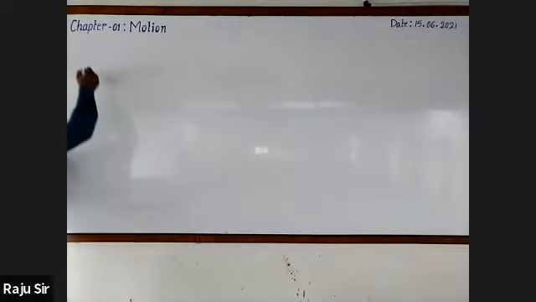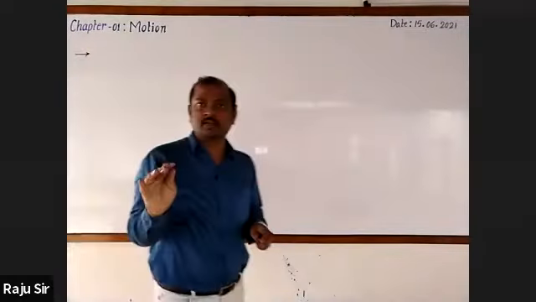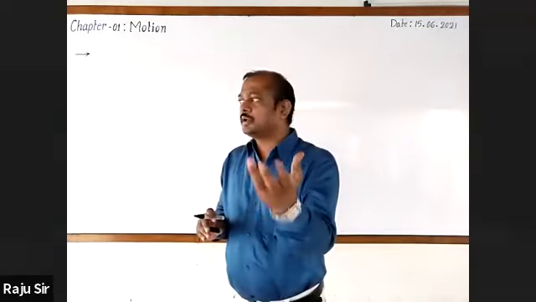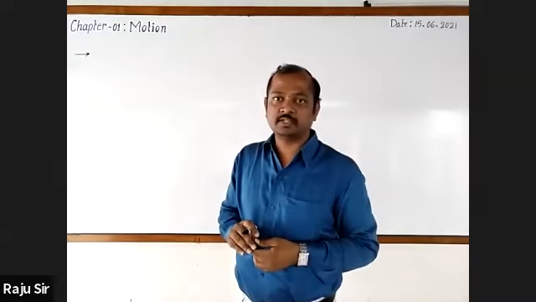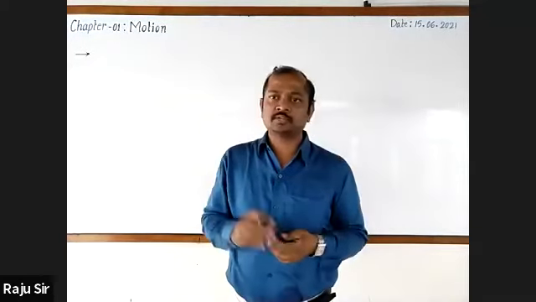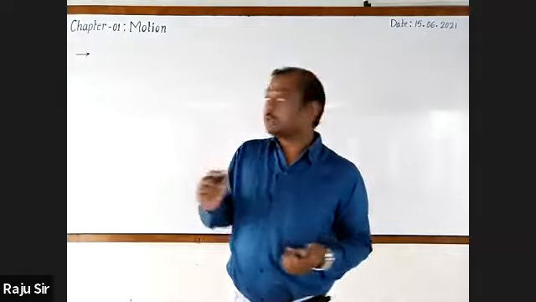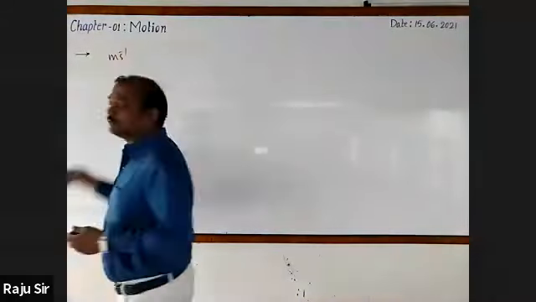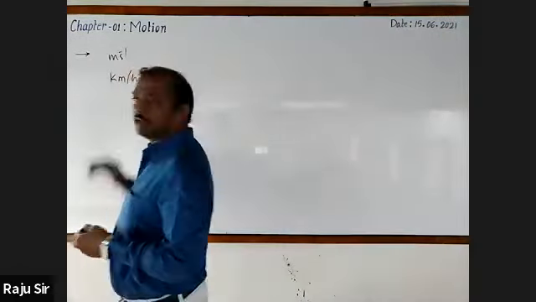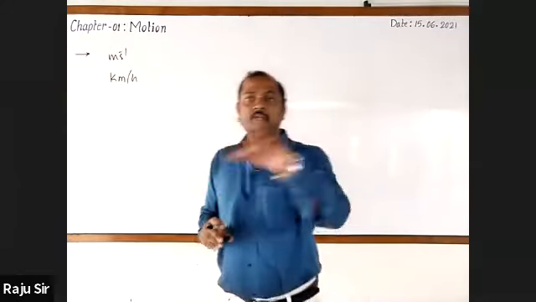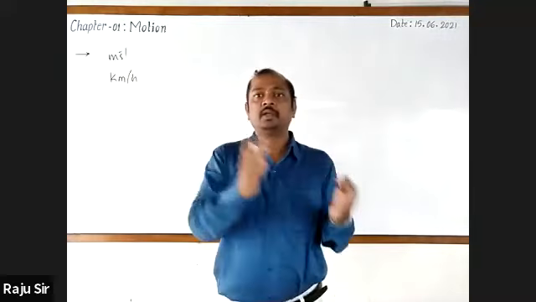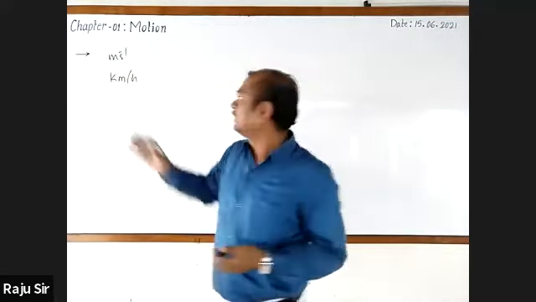In this class, first I'll focus again on speed and velocity. Let us record the SI units of speed and velocity. Speed is meter per second, and velocity, its SI unit is also the same, that is meter per second. Other than meter per second, we use other units like kilometer per hour. In vehicles, the speed will be mentioned like this only, 50 kilometer per hour, 80 kilometer per hour, is it not?